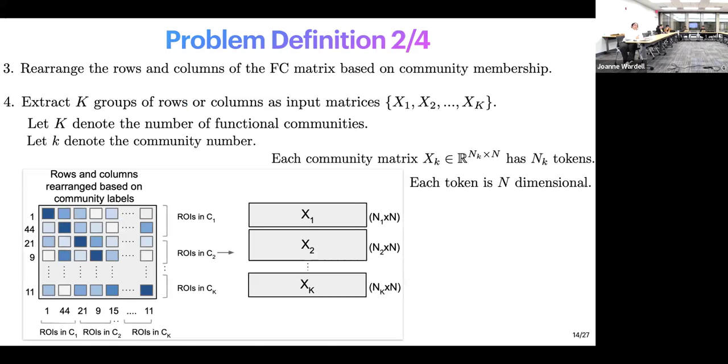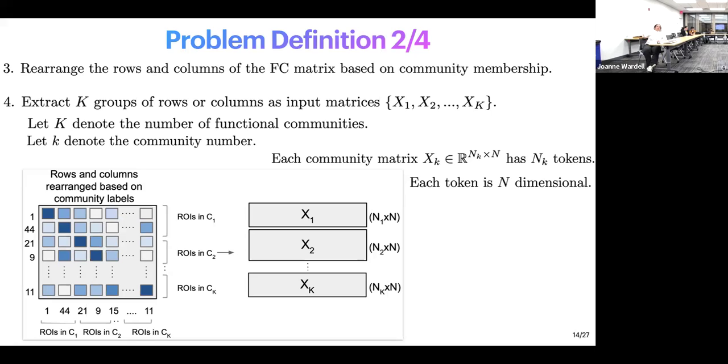Next, this is what they do in the paper to leverage this community information. They take the functional connectivity matrix and rearrange it based on the community membership. Essentially, they're just sorting this matrix based on community membership. So the first N sub K rows represent the ROIs in community one, or functional network one. We can take the next rows that belong to community two and so on. Once they do this sorting operation, you can extract groups of rows or columns and use these as separate input matrices.